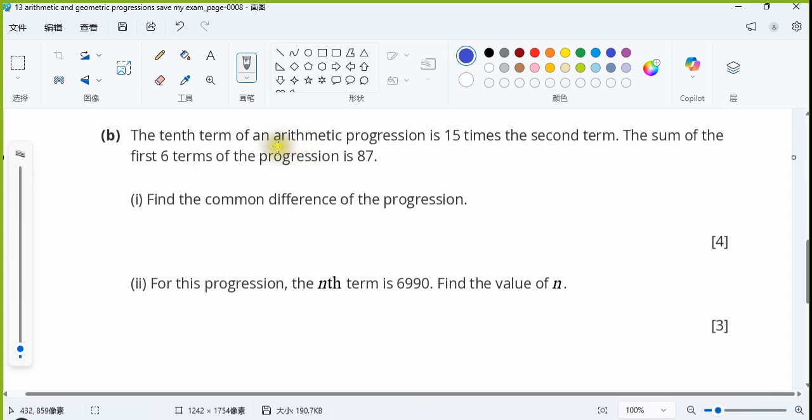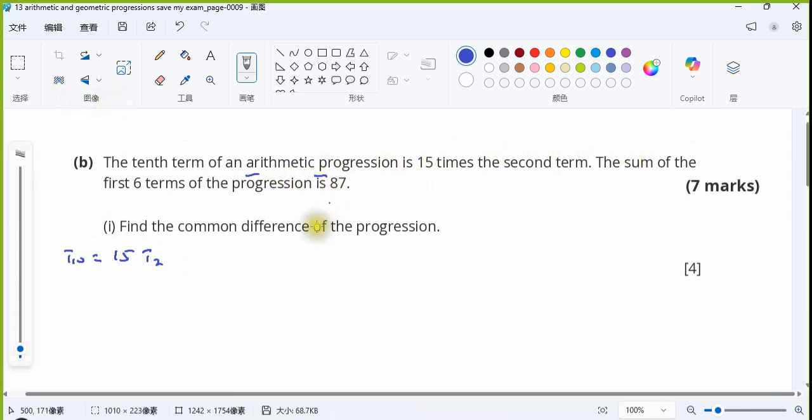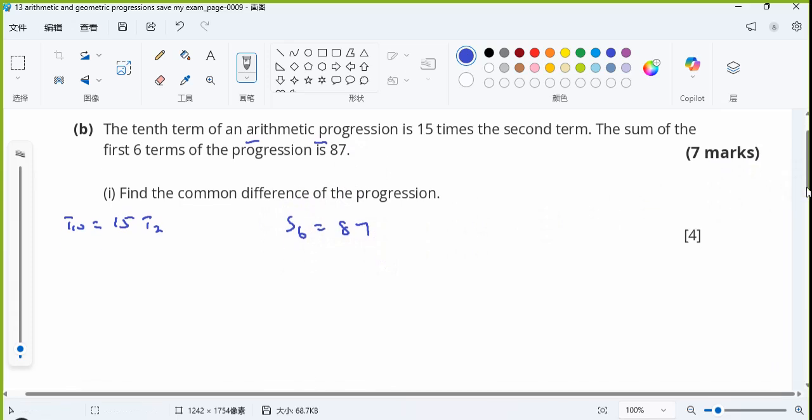B. The 10th term of an AP is 15 times the second term. So we have T10 is 15 T2, and the sum of the first six terms, S6, equals 87. The question asks us to find the common difference d of the progression. So T10 is a plus 9d, and 15 times a plus d.